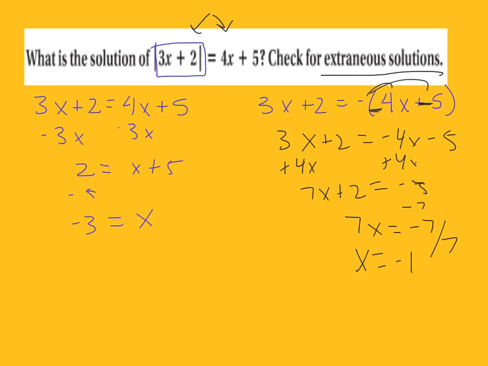So first with my -3, I'm going to write the absolute value of 3 times -3 plus 2, absolute value, is equal to 4 times -3 plus 5. Now I'm going to solve this. This becomes a negative 9 plus 2, and again the absolute value of it, which is actually going to be a negative 7. So the left-hand side of this equation would be a positive 7, because its absolute value is a positive number. It's equal to, this becomes a negative 12 plus 5, which is a negative 7.